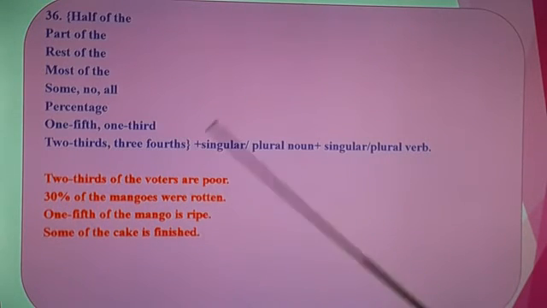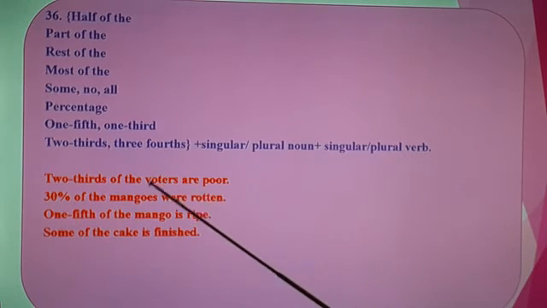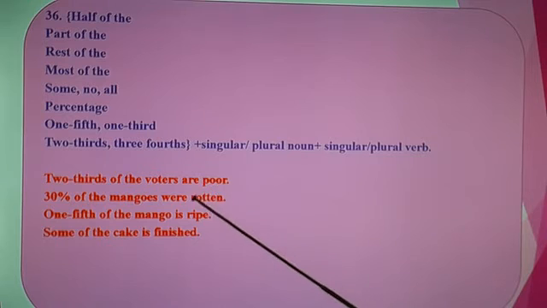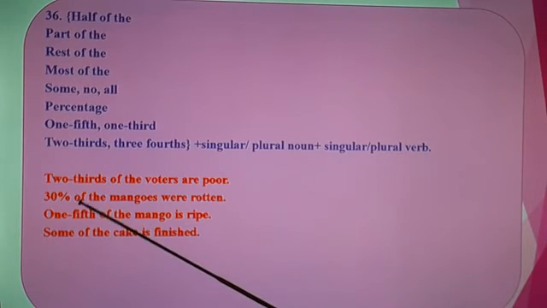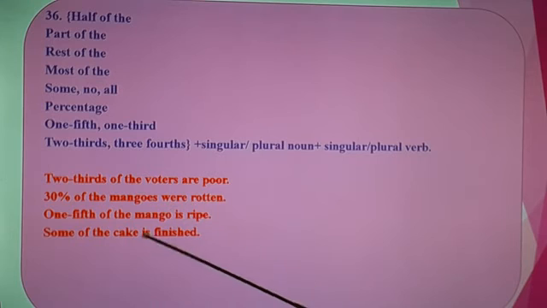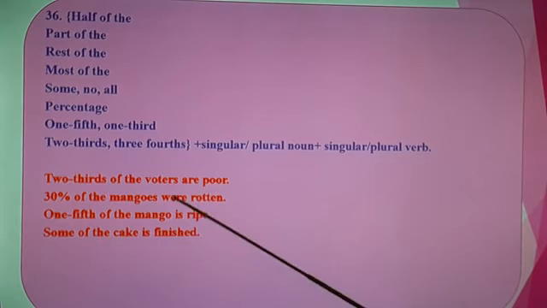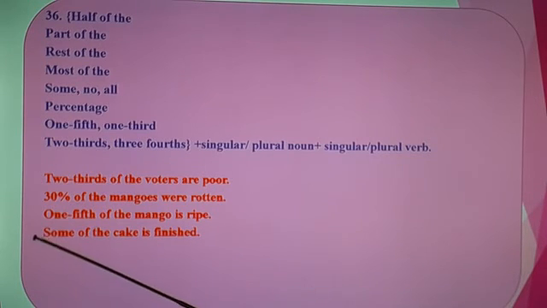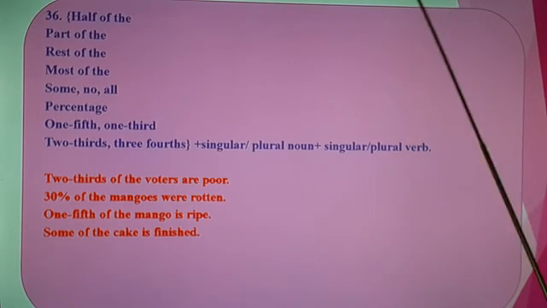You can see, 2/3 of the voters are pro. Have a look. 2/3 of the voters. Voters, that is plural, and that is why I take the plural verb are. 30% of the mangoes were rotten. Mangoes, that is plural, and that is why I take a plural verb. But 1/5 of the mango is ripe. So in this case, I take a singular verb. And there is another one. Some of the cake is finished. I didn't say cakes. So that is singular, and that is why we take a singular verb. I think you understand.